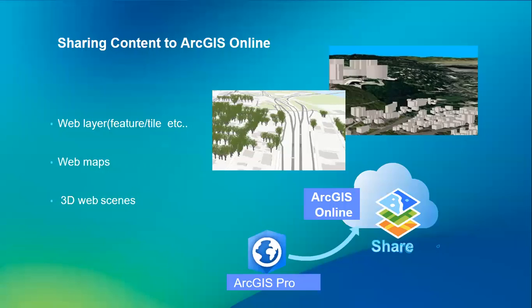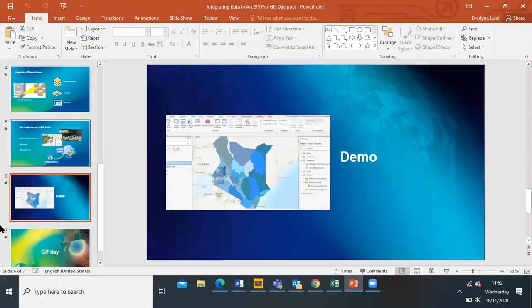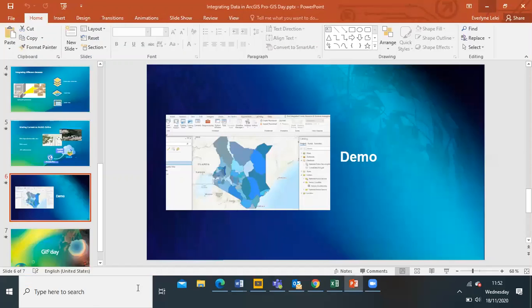So we are going to go into a demonstration where we're just going to look at how we are able to bring in different data sets and work with them within ArcGIS Pro. So I'm just going to launch my ArcGIS Pro. Let me just minimize my screen.